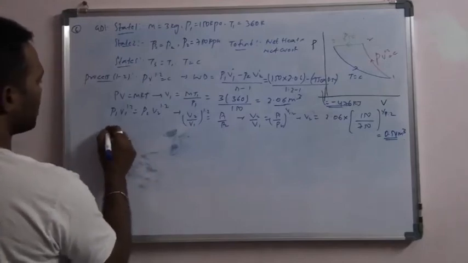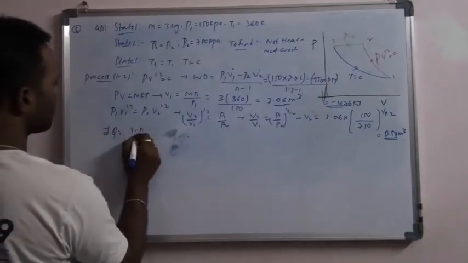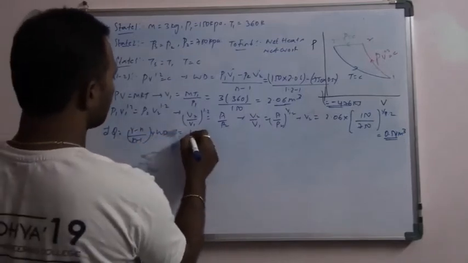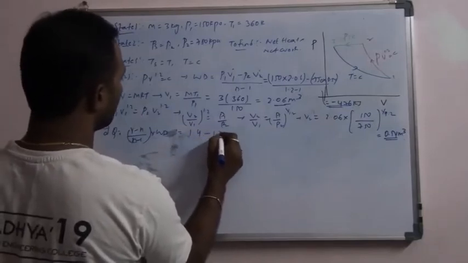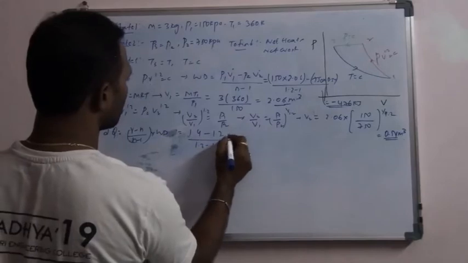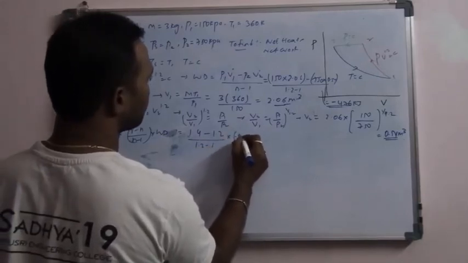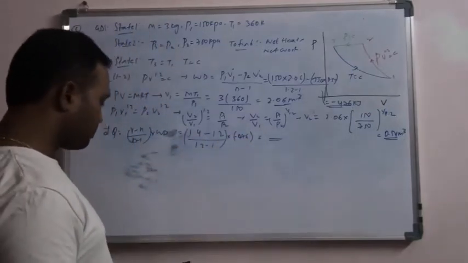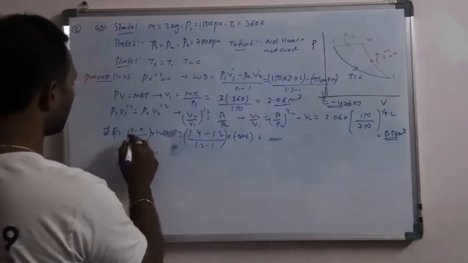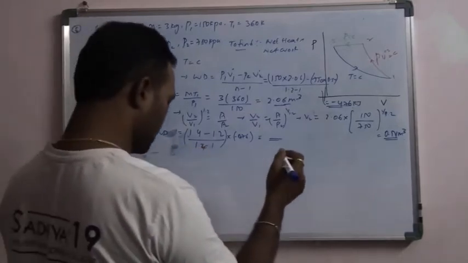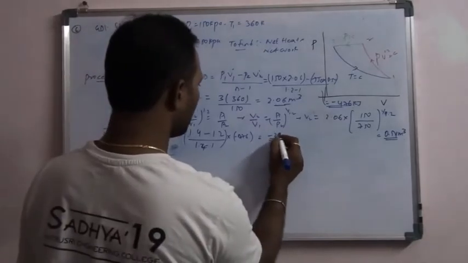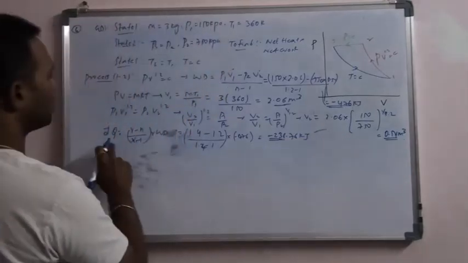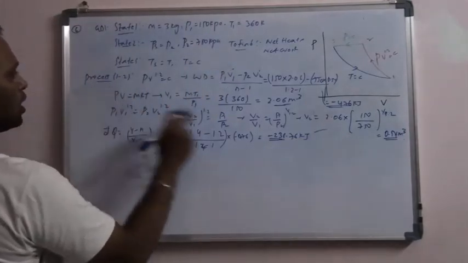The work is known, so d'Q is equal to (gamma minus n) by (n minus 1) into work done. Work done is already known. Let us substitute the values: gamma is 1.4, n is 1.2, so (1.4 minus 1.2) by (1.2 minus 1) into minus 476. But it is gamma minus 1, that is 1.4 minus 1. The value which I got is minus 238.76 kilojoules. So this is your heat transfer for the process 1 to 2.